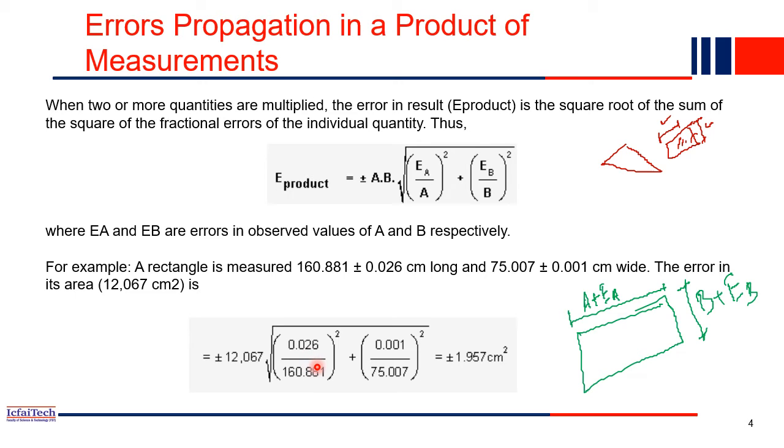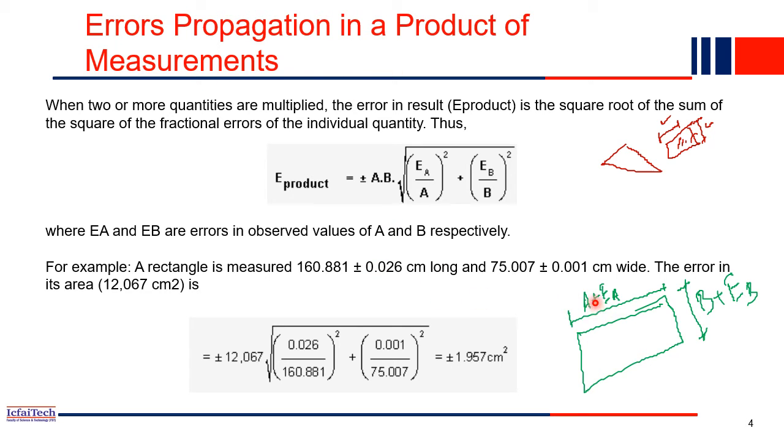Plus again, the second one is 0.001 divided by the actual or true value, 75.001, squared. If you compute that, you get the error part: plus or minus 1.9751 is the error in this measurement. This is the actual part, and if you multiply both, 160.881 and the other significant number, you get this value, with the square root of the error part. That's how errors are propagated in the product of two numbers.